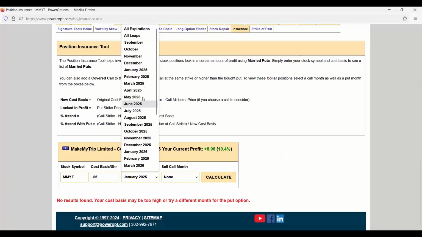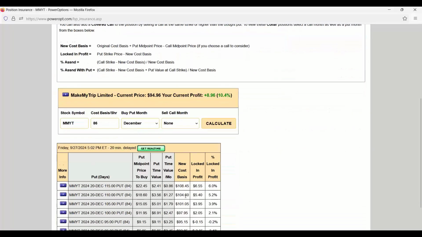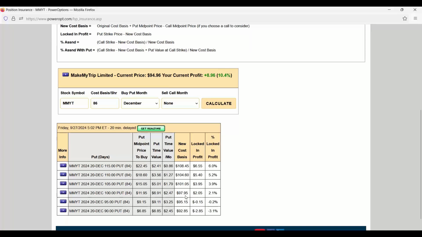Okay, so I think it's telling me there are no, let me see, we know there's a December, right? Yeah, there we go. All right, so December, 84 days out in time. Maybe I have earnings coming up between now and expiration. I've got a gain on my security of 10.4%.